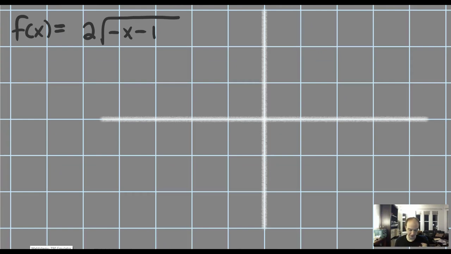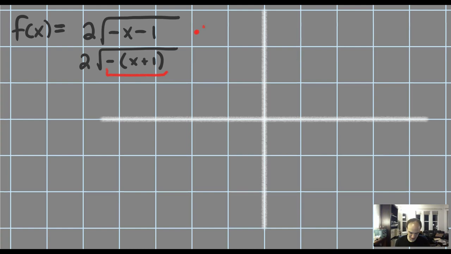Our first graph is going to be 2 square root negative x minus 1. First move I'm going to make is factor the inside so it looks like this. And that's going to tell me the three transformations that are going to happen, and it's going to tell me the order in which they will happen. First, I'm going to do the input transformations. And when I do the input transformations, I do them in reverse order of operation.